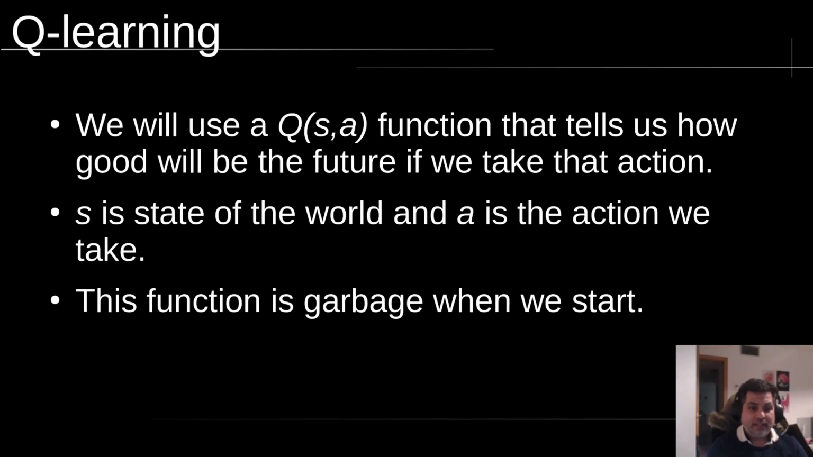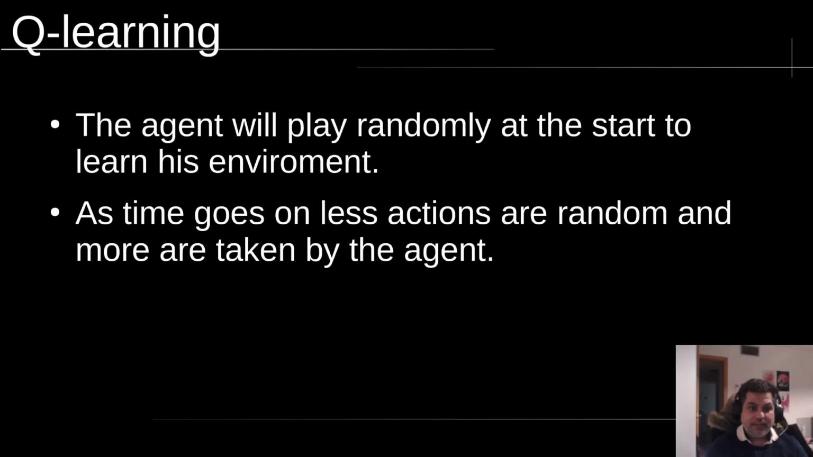And the thing is, this function, we don't know anything about it when it starts, so we start it randomly. The agent will play randomly, just as we saw. But as time goes on, we will stop giving the agent random commands and let the Q function decide where the agent wants to go. Some of the moves will be random, some of the moves will be chosen by the Q function, and as time goes on, we will increase how many actions are taken by the Q function.